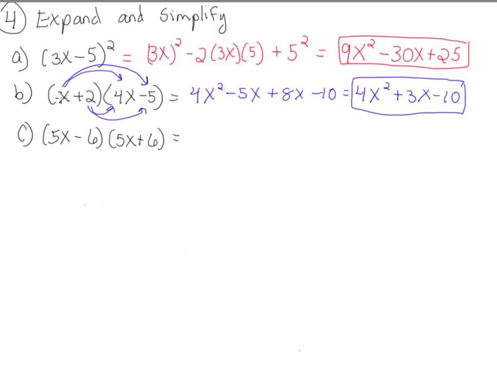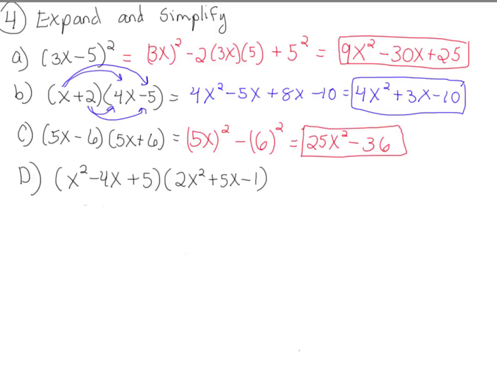Example C, I notice that both of my terms are exactly the same except for the sign in between in the binomial. One's a plus, one's a minus. So this is the difference of squares method. That means I take my first term and square it minus my second term squared. So distributing the square to each of my bases, I end up with 25x squared minus 36.